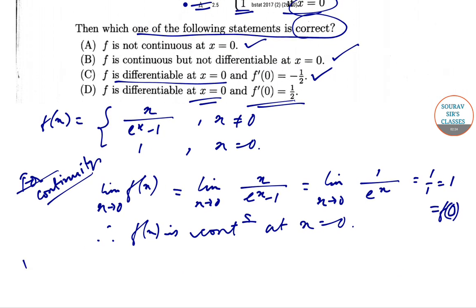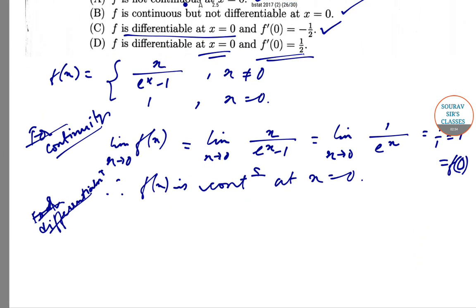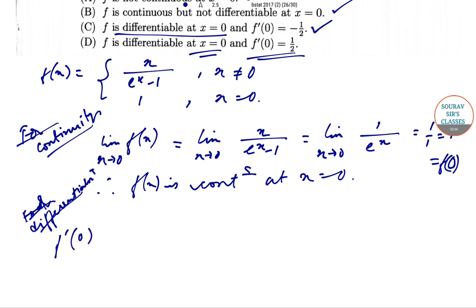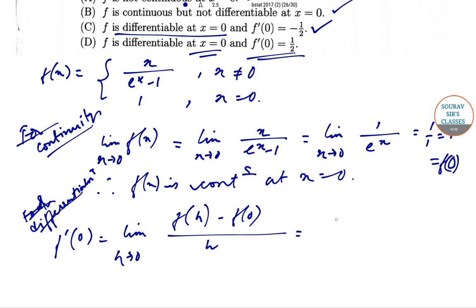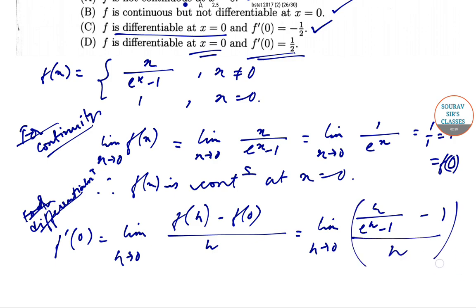So now next one, for differentiability. Now what we need to do, we need to find out basically f dash 0. So f dash 0 is equal to the limit as h tends to 0 of f of h minus f of 0 by h. So this is equal to the limit as h tends to 0, where f of h is h upon e to the power h minus 1, all divided by h. This is the structure that we have found out.